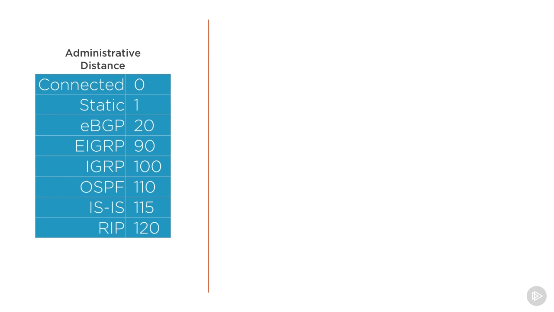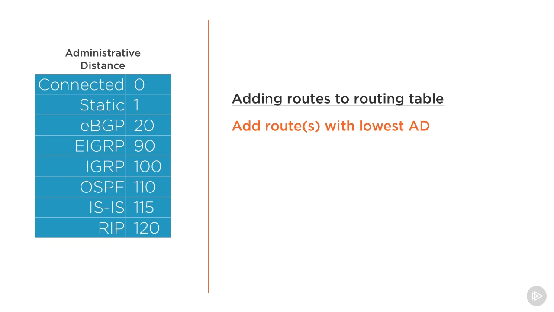Well, now that we've looked at how the router chooses which route to use to route packets to their destination, we should also examine how routers choose which route to add to the routing table. So the route that the router adds to the routing table is a completely separate process from what the router does when a packet arrives on an interface and it has to find out what exit interface to send that message out.